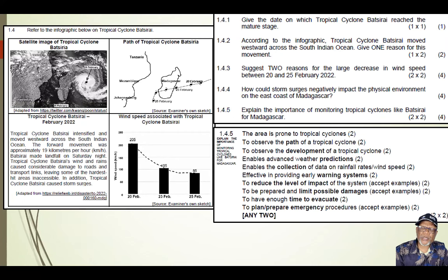Now, where is 20 and 25? There is 20, there is 20, and there is 25, and the cyclone is moving in this direction. Now, give a reason why the wind speed changed here.